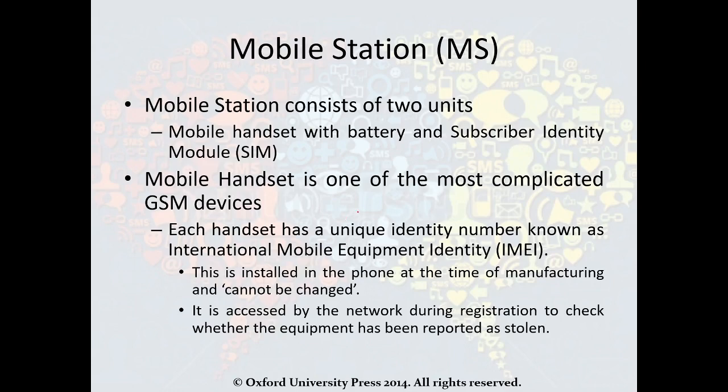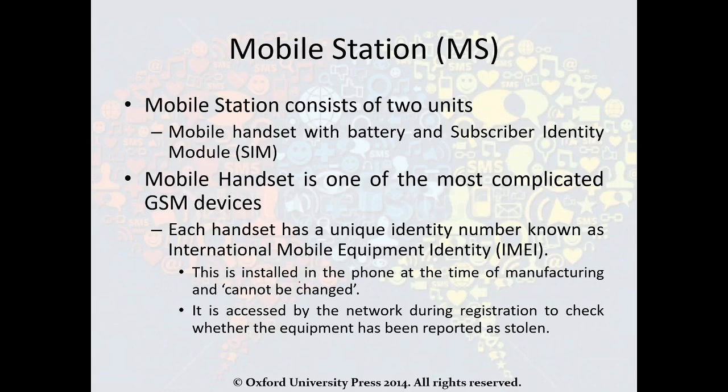If you look at your handset, just like how every device has a MAC address, a physical address, your mobile equipment has a unique identity number. That's like your hardware address. It is called the IMEI, which stands for International Mobile Equipment Identity. The IMEI number is for your equipment. It is installed in the phone at the time of manufacturing and cannot be changed, just like your MAC address.